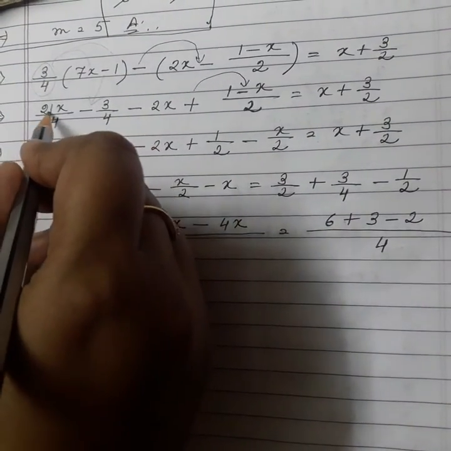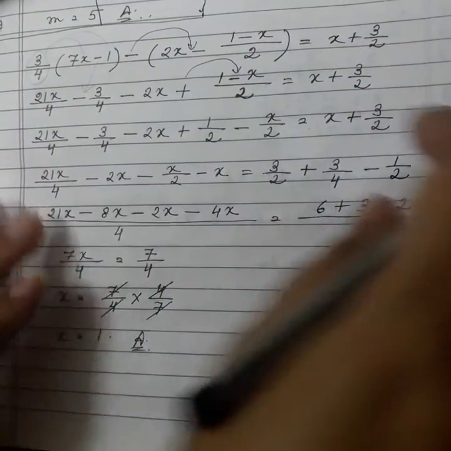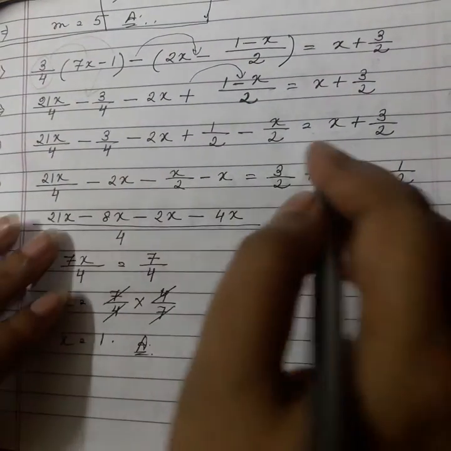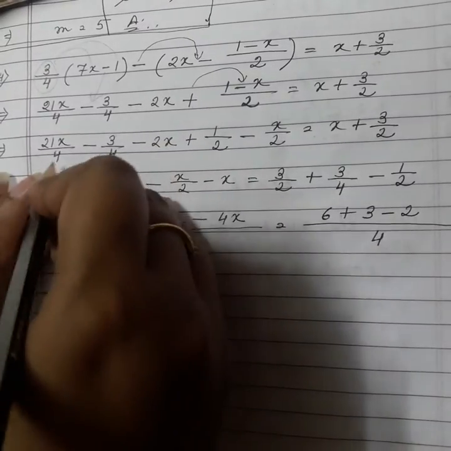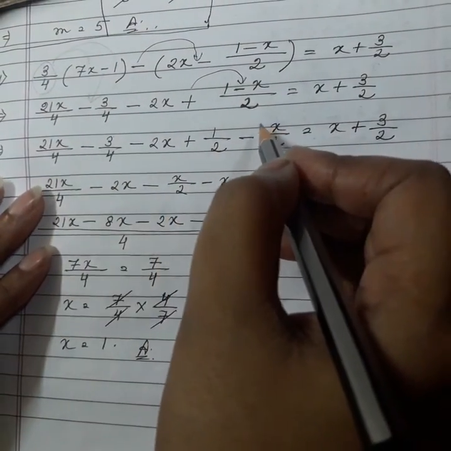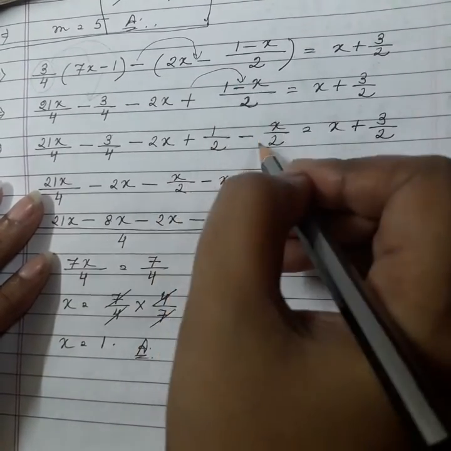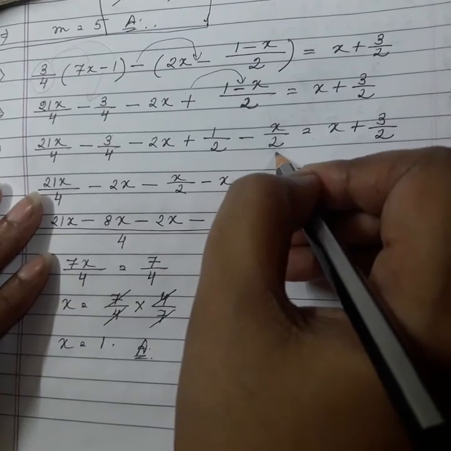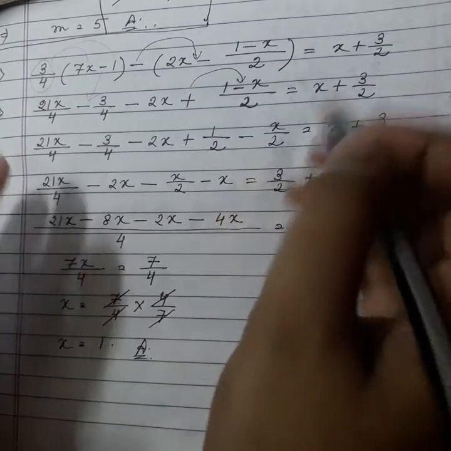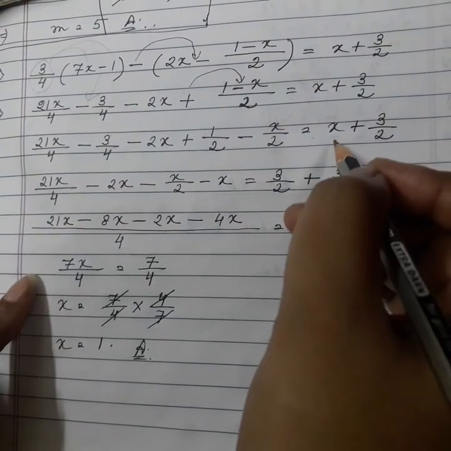So the variables are 21x by 4, so we keep it here, and then minus 3 by 4 minus 2x, and that one we can do as 1 by 2 plus minus x by 2. On that way you can solve. Otherwise, all the x terms you can take on the left side and all the constants on the right side. On that way also you can solve.